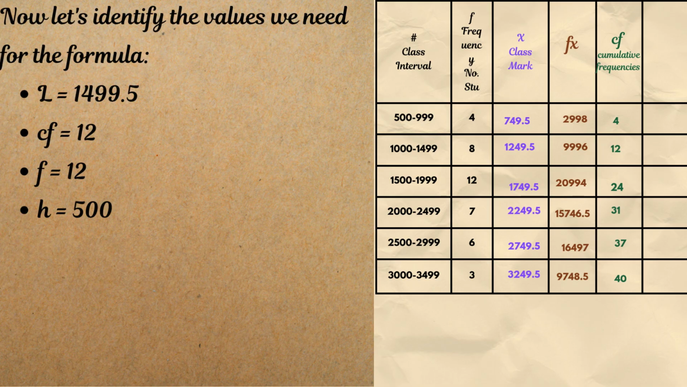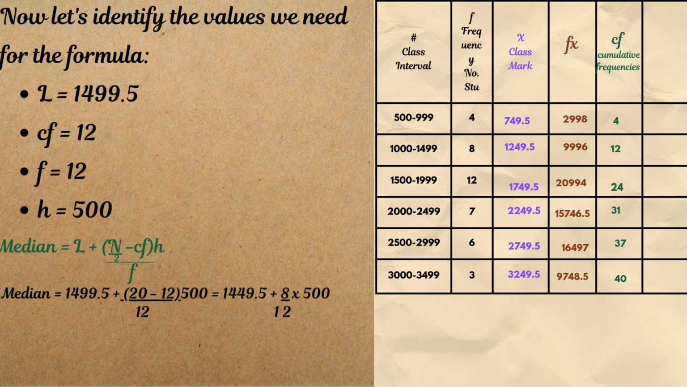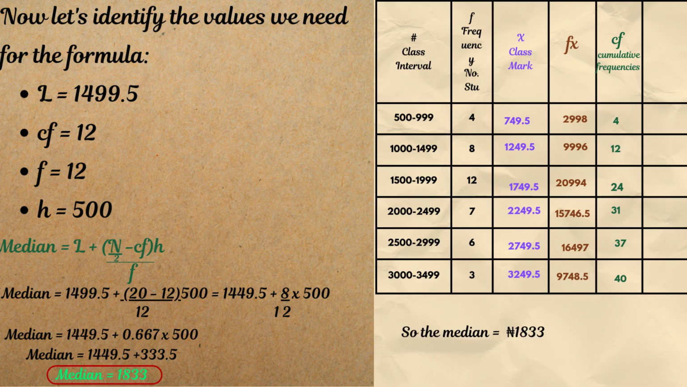Now let's identify the values we need for the formula. L equals 1,499.5, CF equals 12, F equals 12, H equals 500. Substitute the values into the formula. Median equals 1,499.5 plus open bracket, 20 minus 12 divided by 12, close bracket multiplied by 500. Therefore, the median monthly pocket money is approximately 1,833 Nigerian nairas.